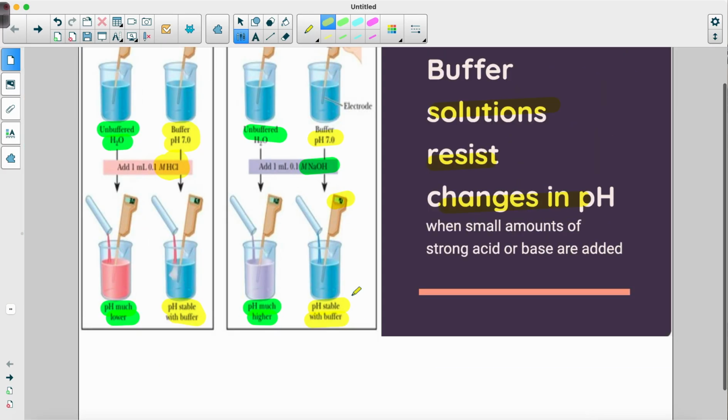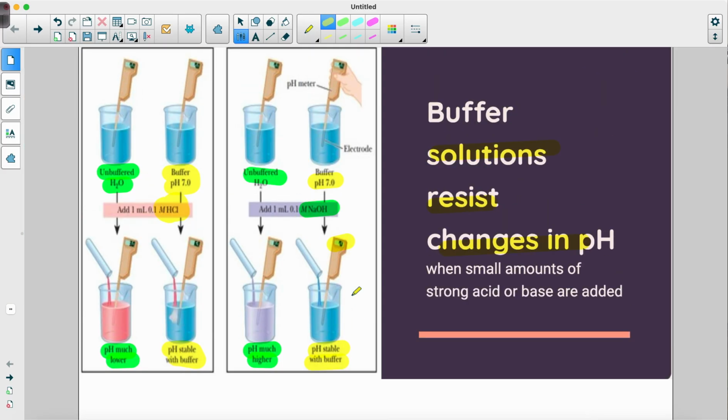So the whole idea when we talk about a buffer is that you could add two different things to change pH. Acids change pH, they make it go down. Bases change pH, strong ones. We don't talk about adding weak ones. But the key thing is that a buffer resists changes in pH.